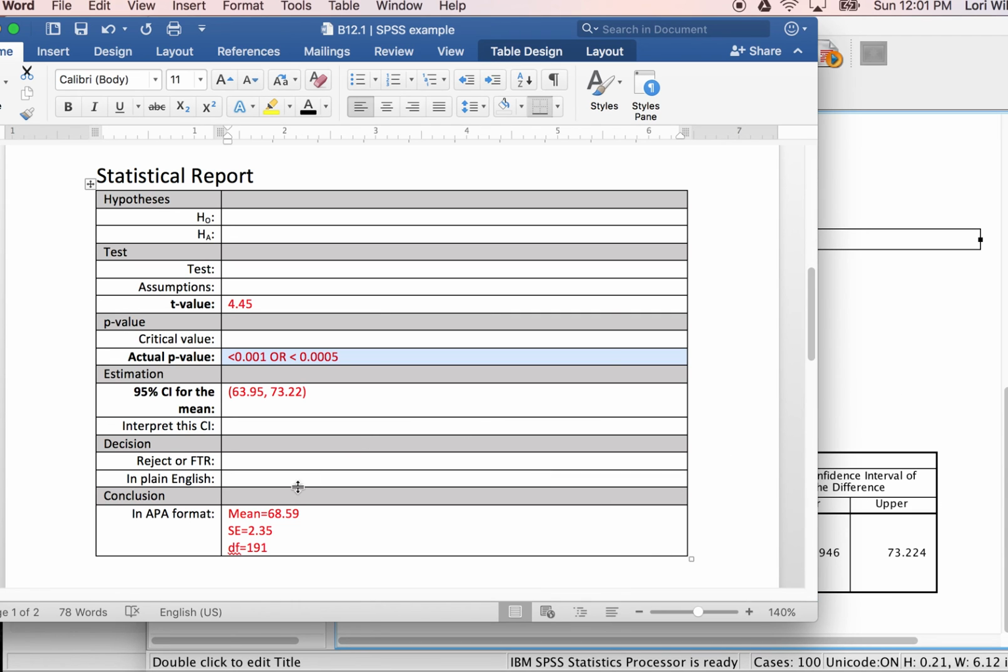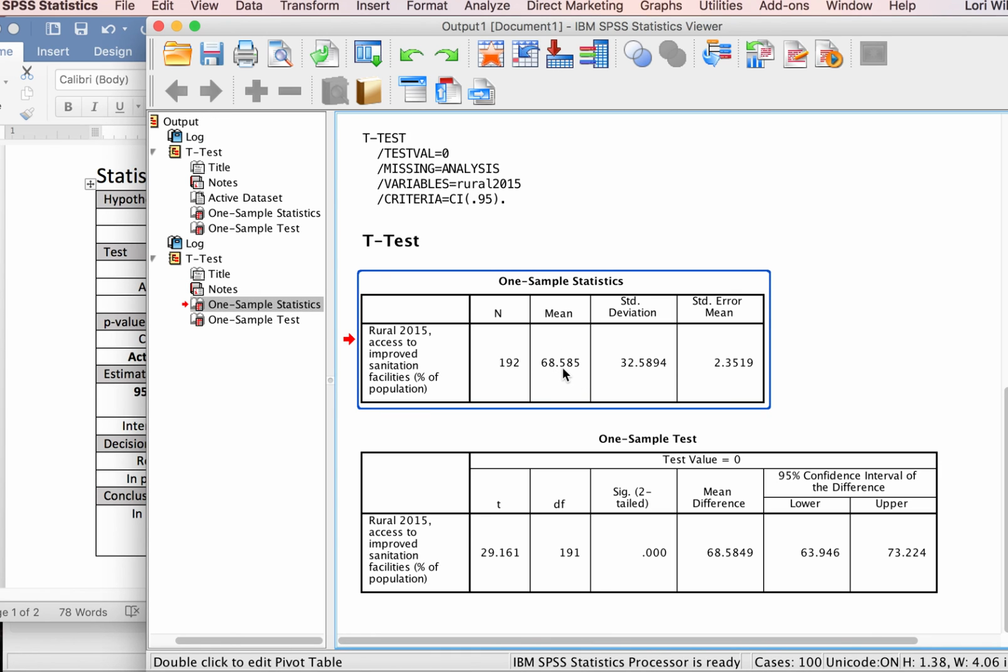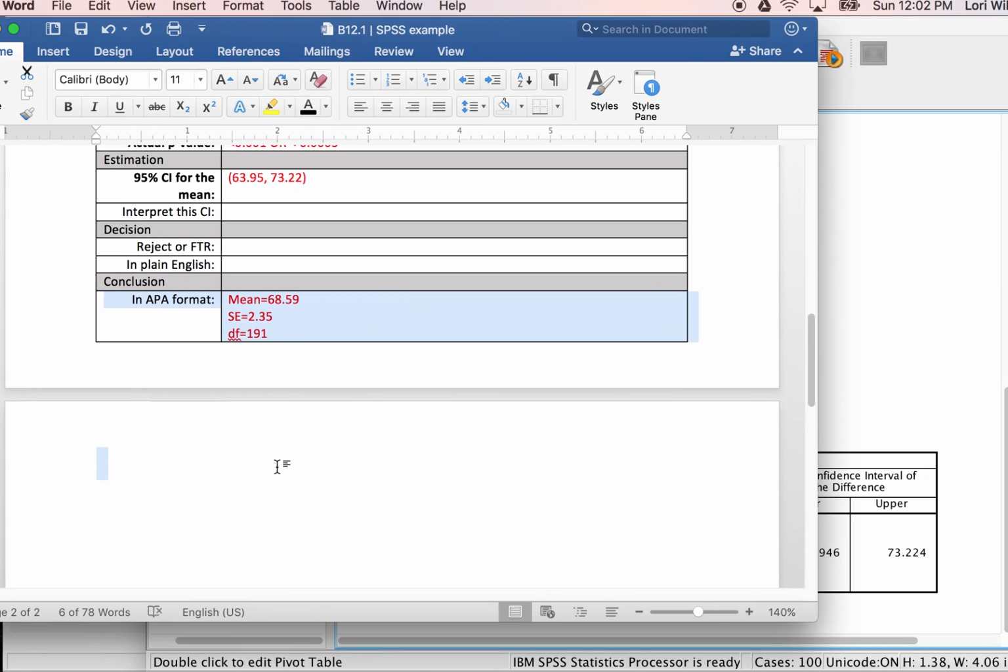And then my actual mean, standard error, and degrees of freedom can come from either one. Here's my mean, 68.59, and standard error of the mean 2.35, and my degrees of freedom 191. You can even just take the 192 and subtract 1 yourself if you want to do that in your head. So those are all of the numbers that are relevant to the statistical report that you would need to include, and then the rest of this: interpreting the confidence interval, rejecting or failing to reject the null, how do you write that decision in plain English, and so on, and then writing this out actually as an APA format.